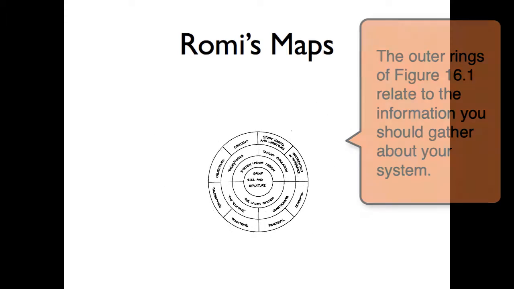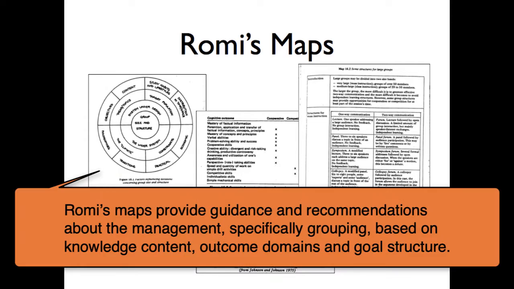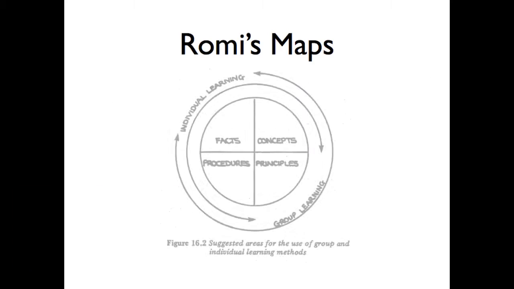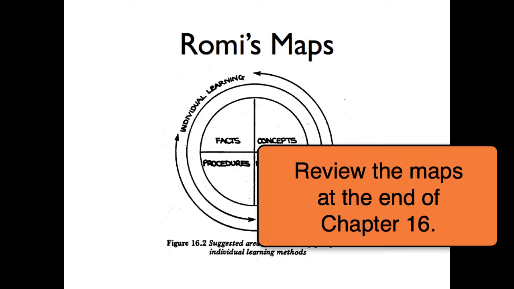instruction will occur. Romie's chapter includes a number of maps that provide guidance and recommendations when making decisions about the management of instruction, specifically about grouping. In these, he looks at the knowledge content, outcome domains, and goal structure. For example, Figure 16.2 provides a framework for making decisions on grouping based on the type of learning. I suggest you take a look at some of these maps.